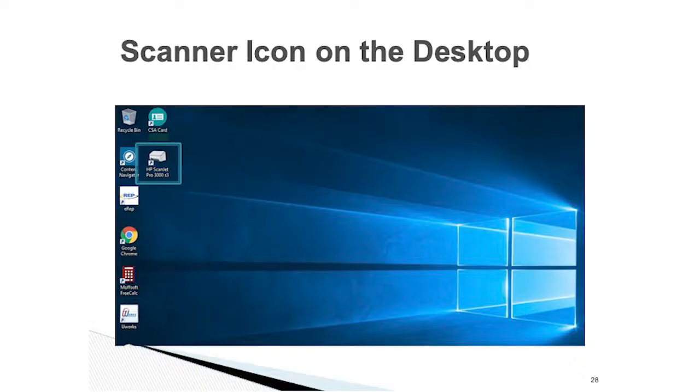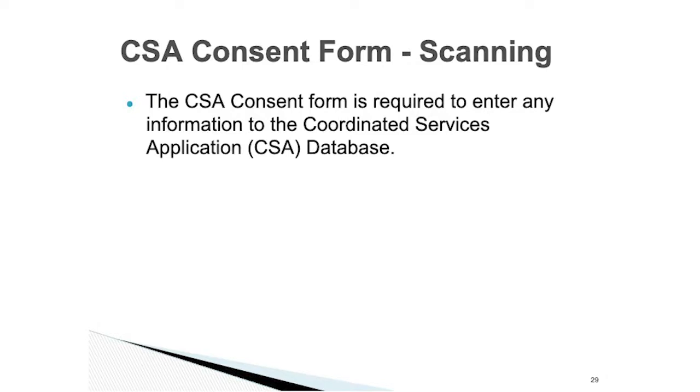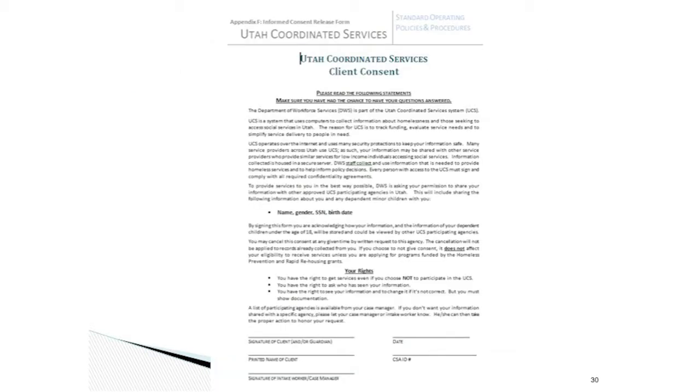And that's through the scanning from a web application. On your desktop, you'll have an icon that says HP ScanJet. If you click on that, it will allow you to access to have that scanned. The CSA consent form is required to enter any information to the Coordinated Service Application Database. So we want to make sure that we have that consent signed before we do anything else.